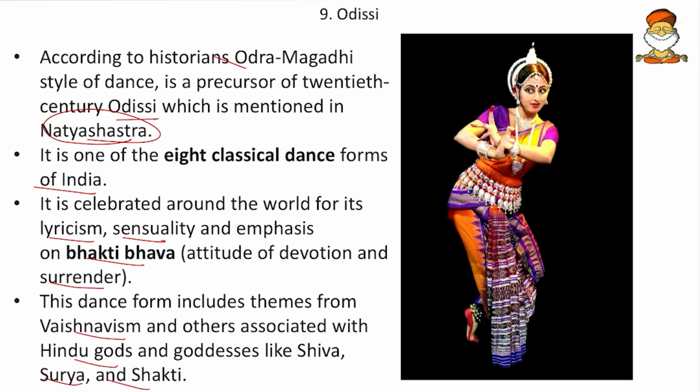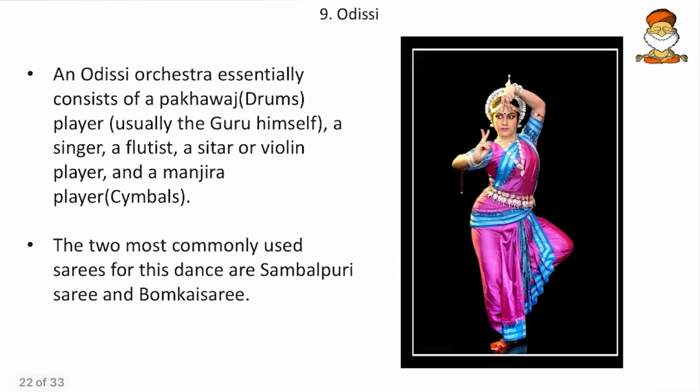So we know that almost all dance forms embed within themselves the epics, mythologies, Puranas, etc. Then an Odissi orchestra essentially consists of the Pakavaj or the drums, then the players who play them, including the Guru himself. That means the lead player, then a singer, then the flutist, and sitar or violin, and manjira or cymbals will be there.